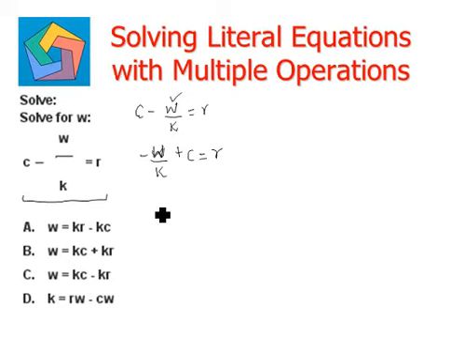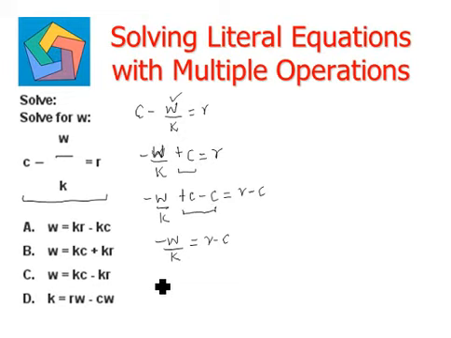Now here we have a positive c. In order to remove the c, we will subtract c from both sides. Let's see what happens now. Plus c minus c equals r minus c. Always remember, the similar operation is to be carried on the right hand side of the equality sign as well. So positive c and negative c becomes 0, and we are left with negative w by k equals r minus c.